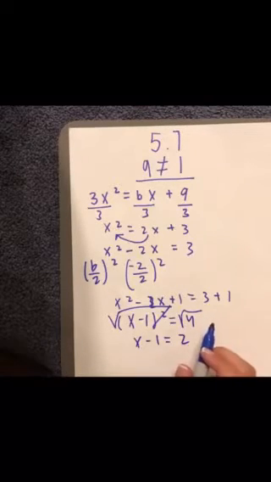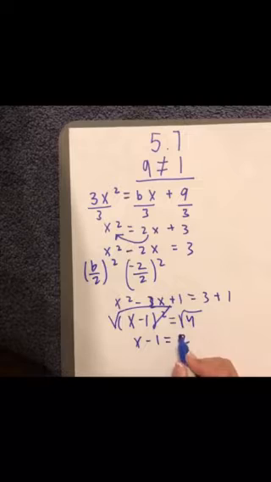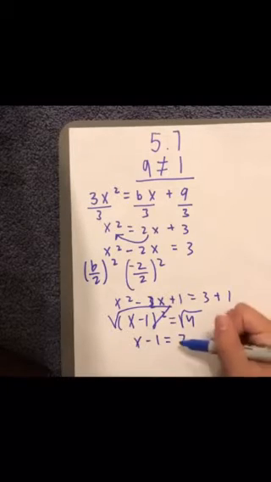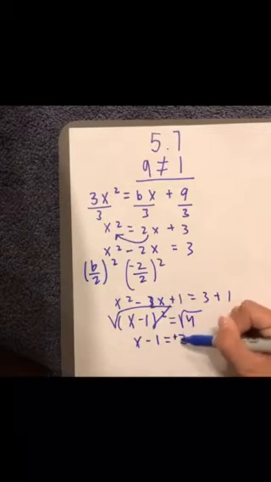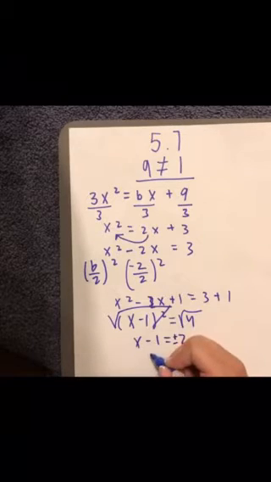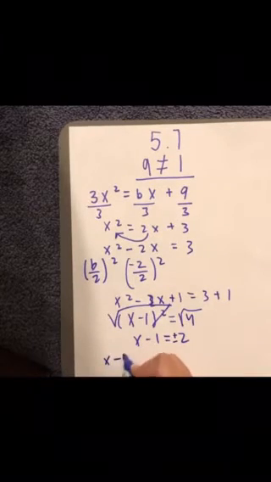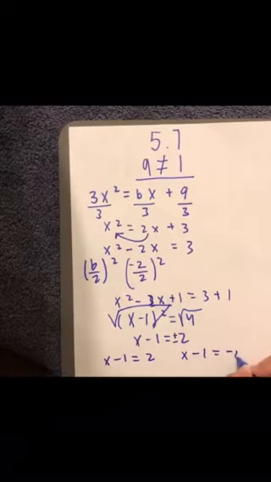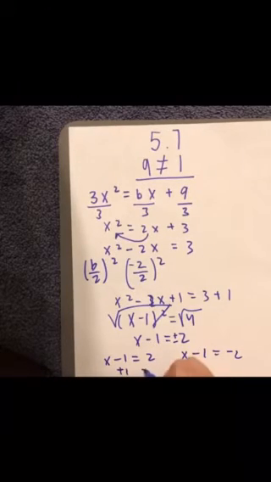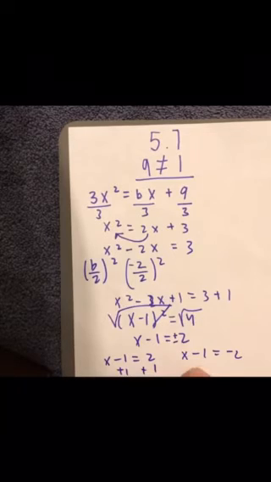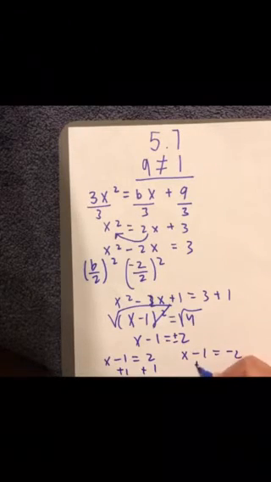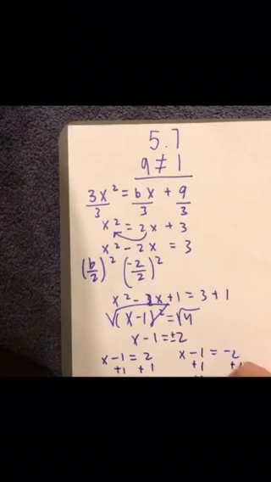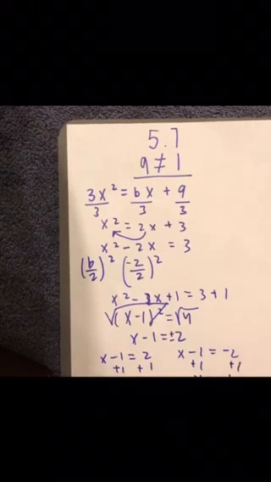So then we can just solve this very nicely. This equals plus or minus 2. So we're going to get two equations. x minus 1 equals 2, and x minus 1 equals negative 2. Plus 1 on both sides: x equals 3, and plus 1 on both sides: x equals negative 1. So these are two answers for this equation.